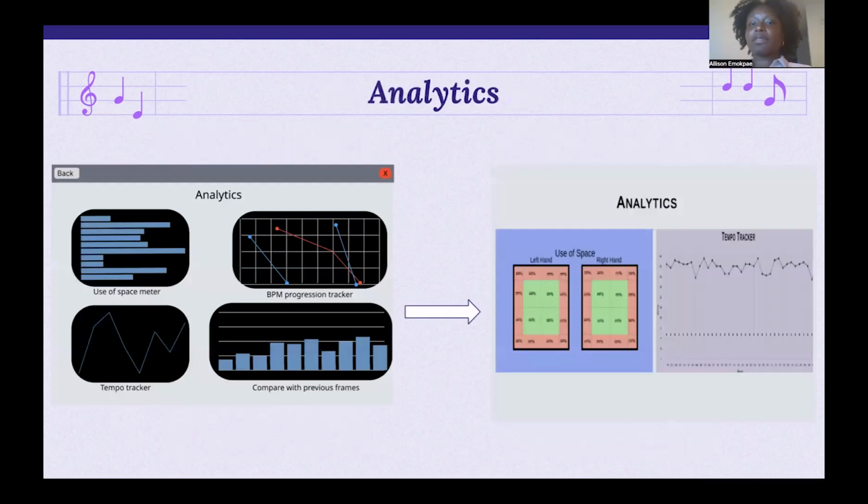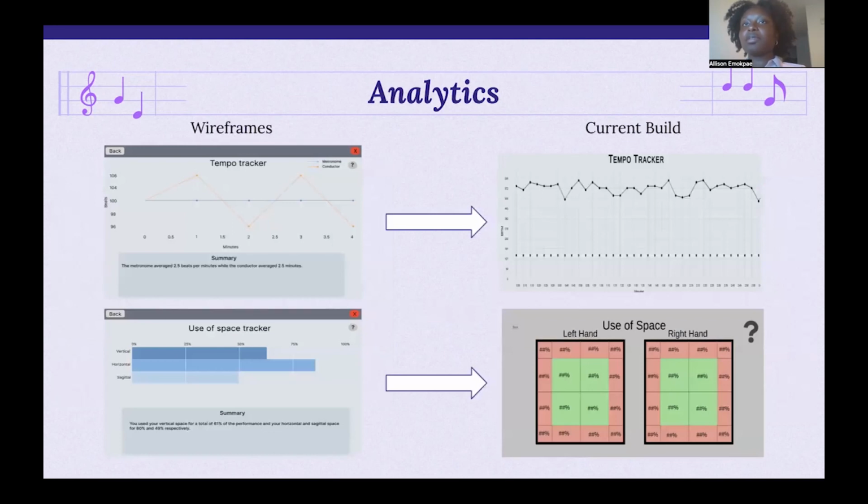So the image on the left shows the original design of the analytics dashboard, where we have 4 graphs instead of just 2. And the image on the right shows the current version, which is just 2 graphs. The reason why we dropped the other 2 was due to time constraints and basically deeming them not very useful for the user. So the use of space graph just tracks each hand and how it uses its given space, and the tempo tracker tracks the tempo.